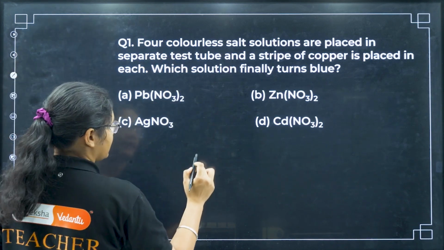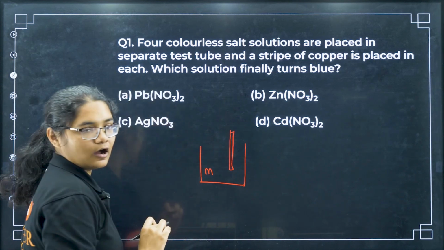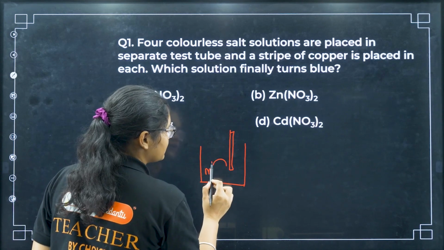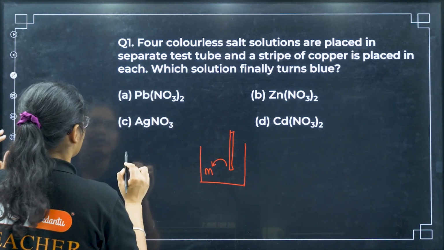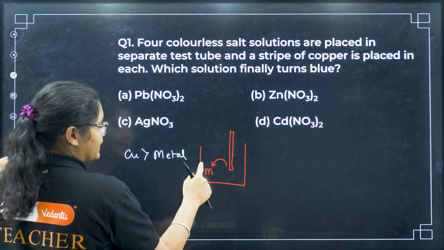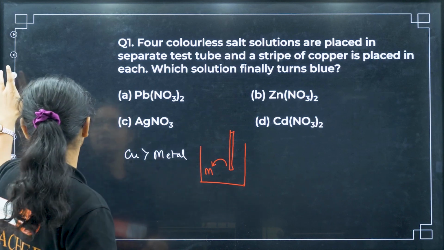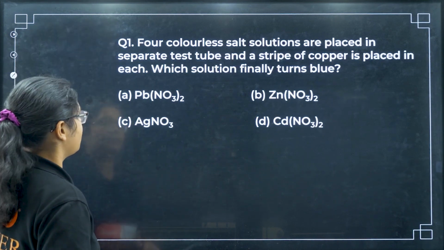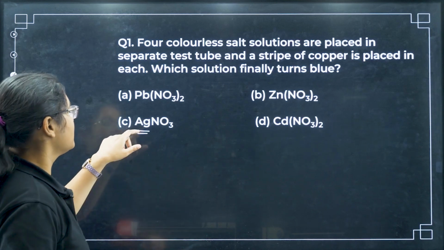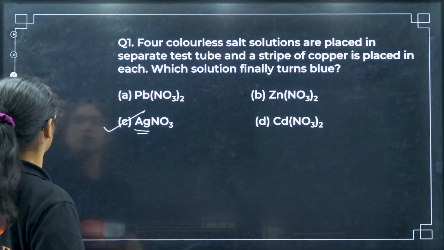I'll draw it and I'll tell you. So we are having here metal solutions and you have dipped a copper strip, right? So now, if copper is more reactive than these metals, then copper can displace this metal and copper nitrate solution will form and the solution will turn blue in color. If you remember that copper is more reactive than silver, that means copper can displace silver from the solution and it will turn blue, so that is why option number C.